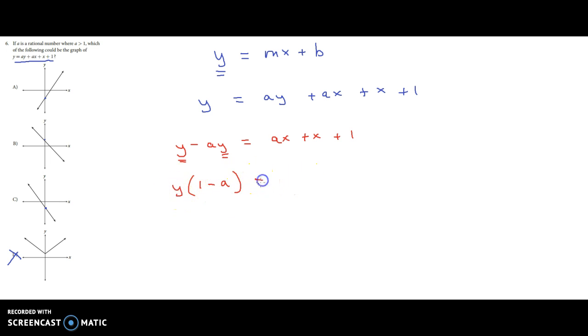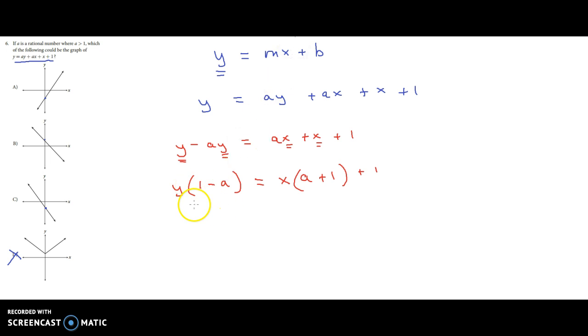I'm going to do the same thing for the x, because I have an x over here and an x over here. So let's factor those out. That's going to be x times a plus 1, and then plus 1 over here. And again, think about it. If I redistribute that x across the a and the 1, I end up right back where I started from. Now, last step. Let's get the y all by itself.